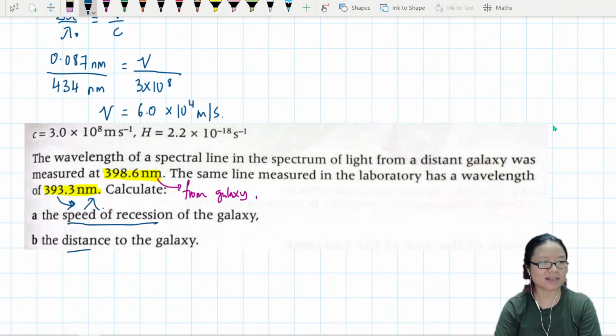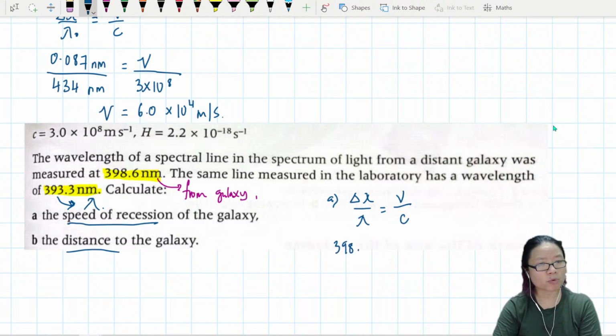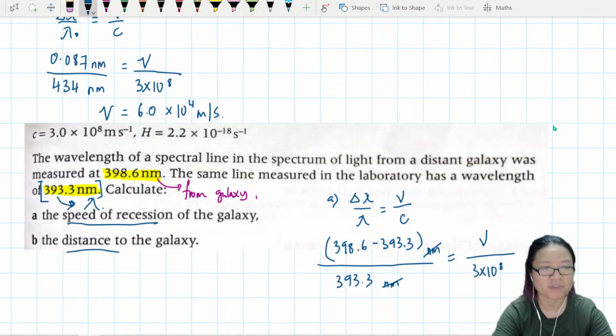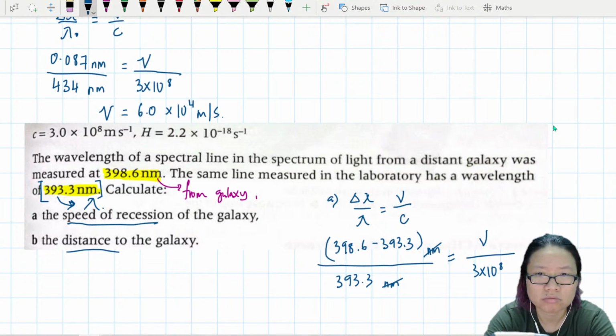Okay. Calculate the speed of recession and the distance to the galaxy. All right. A. To find the speed of recession, change in wavelength over wavelength is speed of recession over C. What's the change in wavelength? 398.6 subtract 393.3. Right? Divide by the original. You be careful, which one is the original? The one in the lab. 393.3. All of this is in nanometer, so it doesn't matter. They'll go away. We're looking for V, and the speed of light is, as usual, 3 times 10 to the power of 8. 398.6 minus 393.3.